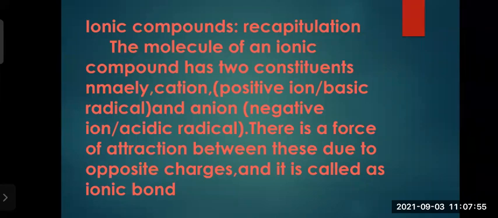So that is the anion. Negatively charged anion, positively charged cation. There is a force of attraction between these due to the opposite charges. They have opposite charges, no? H plus Cl minus, Na plus Cl minus, Na plus OH minus. One is positive, one is negative. So due to this opposite charge, there is a force of attraction between both of them, and that is called the ionic bond. That particular thing is called the ionic bond, which is made from the cation and the anion.